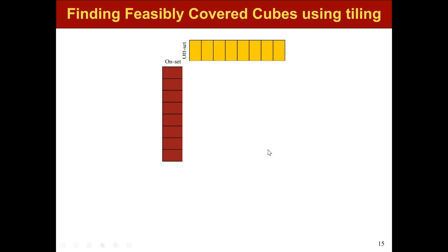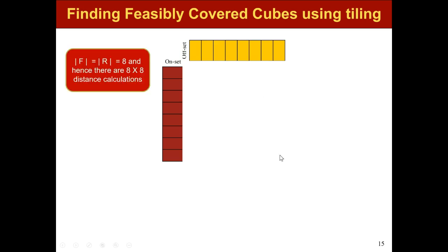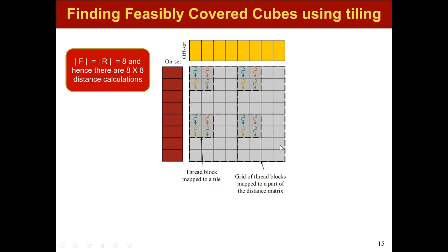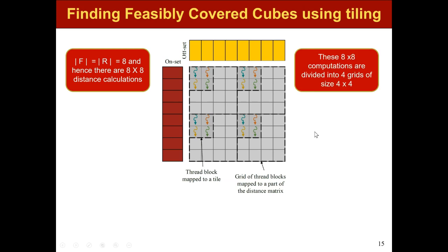Next, let's look at the kernel that determines, for every cube of the onset, whether a given cube C can be expanded to feasibly cover it. So let's say we have the onset and the offset both of size 8, and hence there are 8 cross 8 distance calculations that need to be done. Now we divide these 8 cross 8 computations into 4 grids of size 4 cross 4. Each grid consists of 4 thread blocks, and each block has a 2 cross 2 tile.